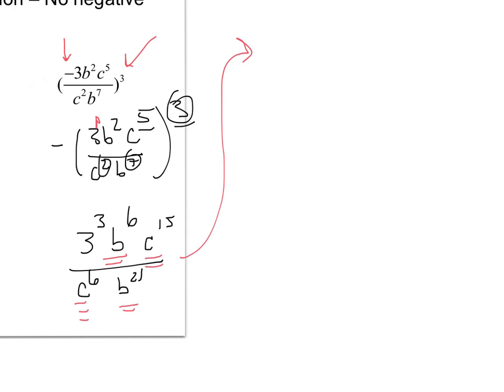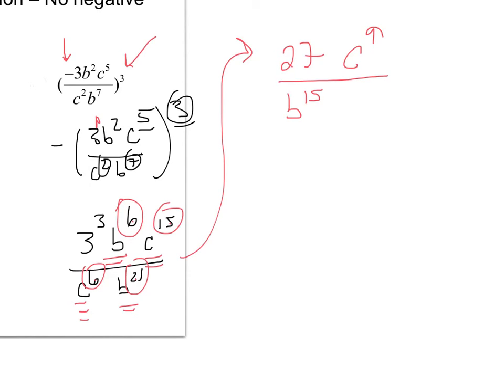So I have 3 cubed, which is 27. I'm going to go alphabetically, it doesn't matter. I have a 6 and a 21. 6 minus 21 is 15. Because the 21 is larger and at the bottom, we keep the 15 at the bottom. And I have a 15 here and a 6 here, so 15 minus 6 is 9. And I have c to the 9th. And that's our final answer.